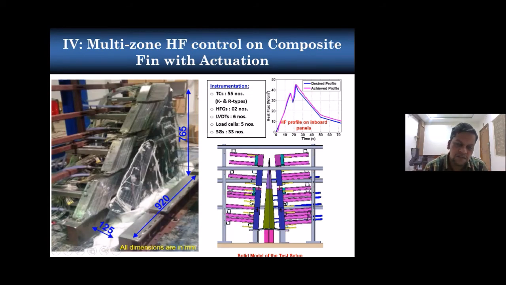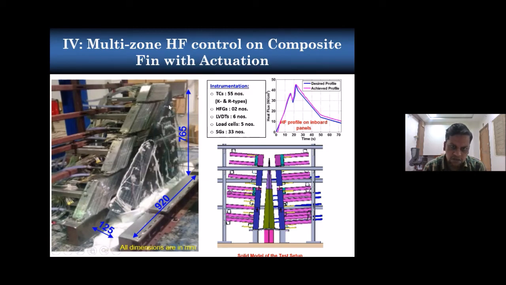This fin is very big. You can see here 755 mm in length, 920 mm in width, and the total thickness of the fin is 125 mm. Exhaustive instrumentation is used: 55 thermocouples of K and R type, 2 heat flux gauges, 6 LVDTs, and 5 loads. Here 1 load is on the tip and 4 loads on the inboard panel. So during the setup, this is loaded.